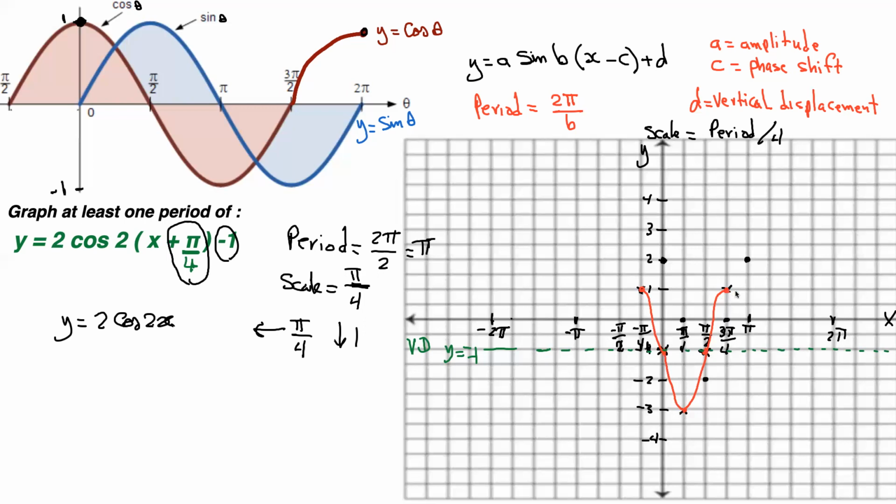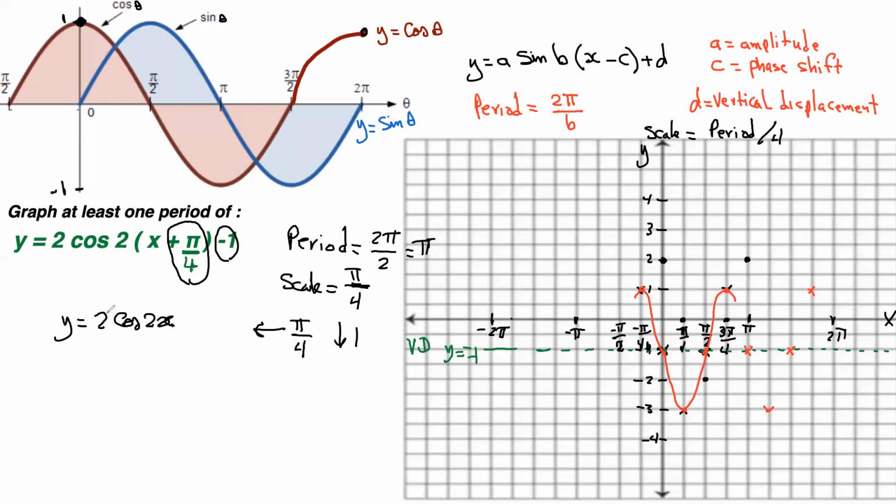So from here, you just go this way, and you're going to get another point right there. And after that, you go pi/4 to the left and go back to a minimum, and then go pi/4 to the right and go up to the baseline, and then pi/4 to the right, and then just go to a maximum again. And you continue this trend, and you'll be able to graph more periods if you wish. But I'm just going to do 1 period for you here, because that's what this is asking for.